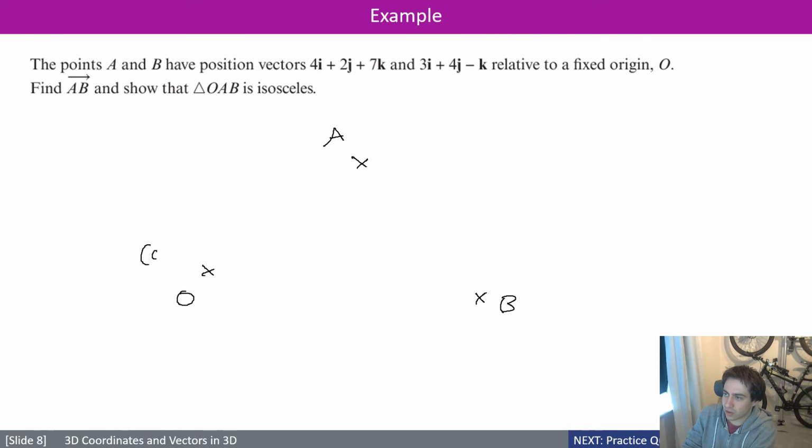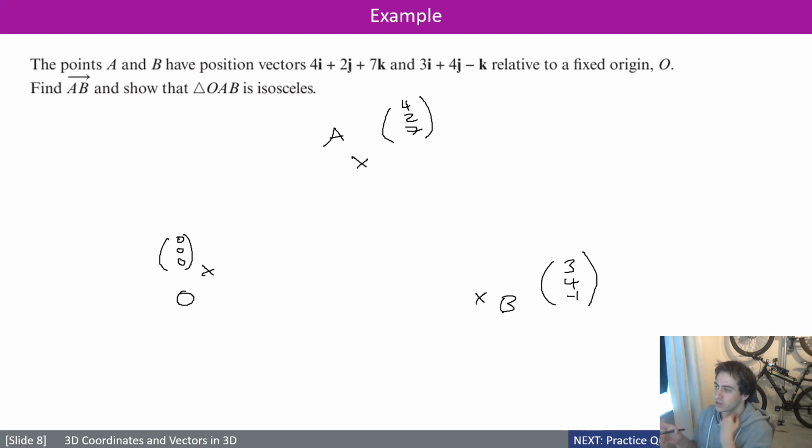So this origin is 0, 0, 0, or as a 3D vector, let's write it as a column. A is 4, 2, 7, and B is 3, 4, minus 1. This is not going to be some accurate diagram or a to-scale diagram. The diagram is there to just put information on the page so that you can see relationships better between these points. AB is this thing. Let's maybe choose a different color. AB is that vector there.